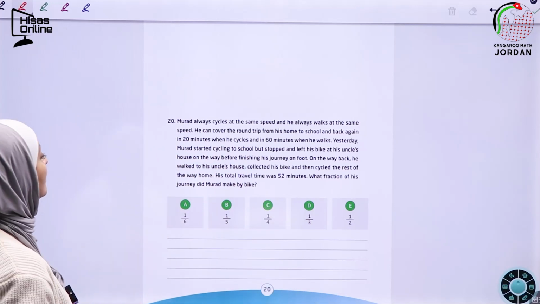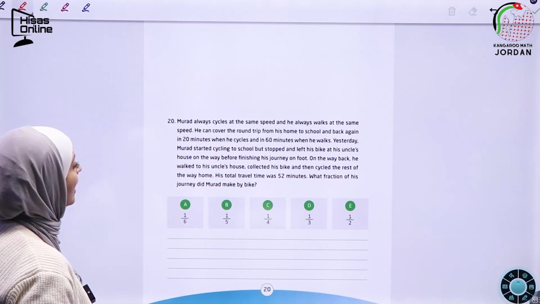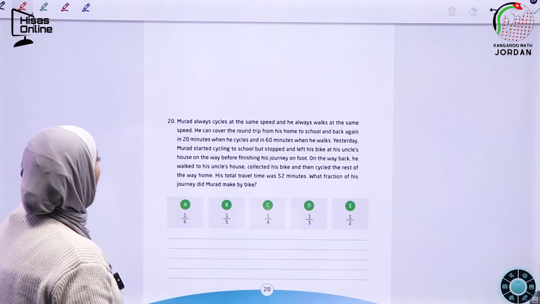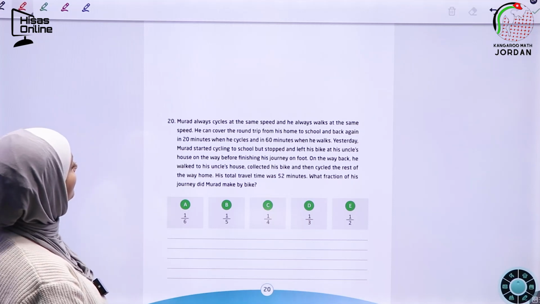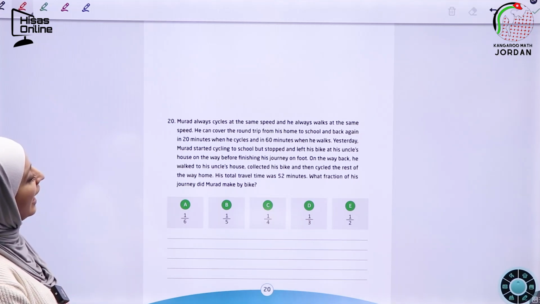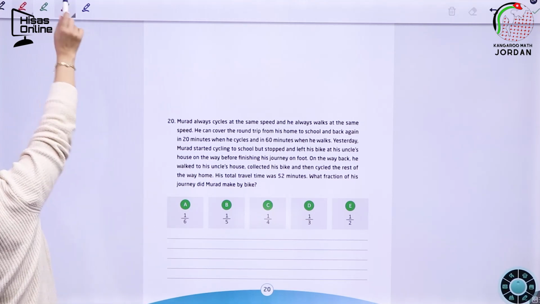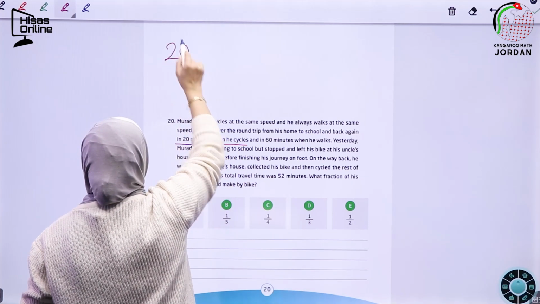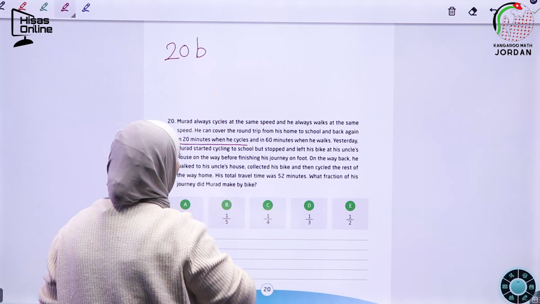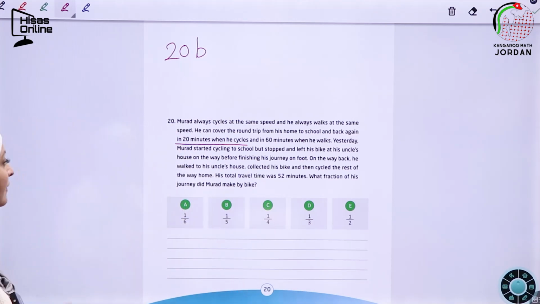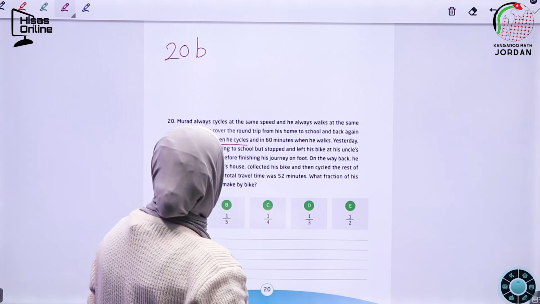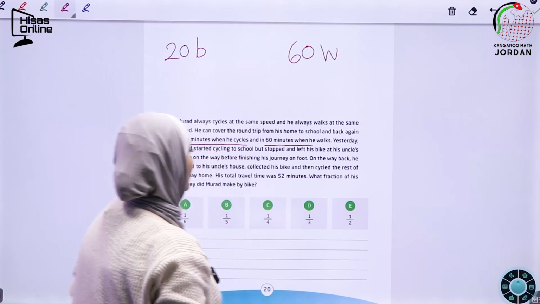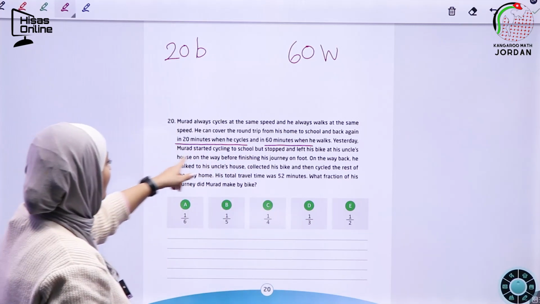Muayyad always cycles at the same speed, and he always walks at the same speed. So no changes in his speed. Good to know. He can cover the round trip from his house to the school and back again in 20 minutes while he cycles, and 60 minutes when he walks. Good to know. Okay, where we stopped?